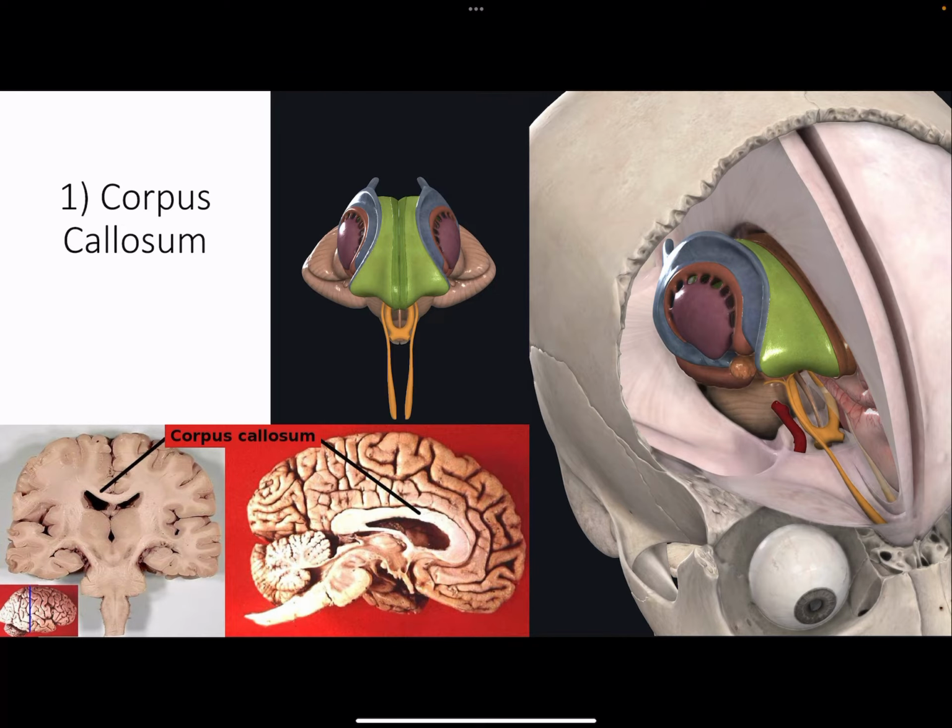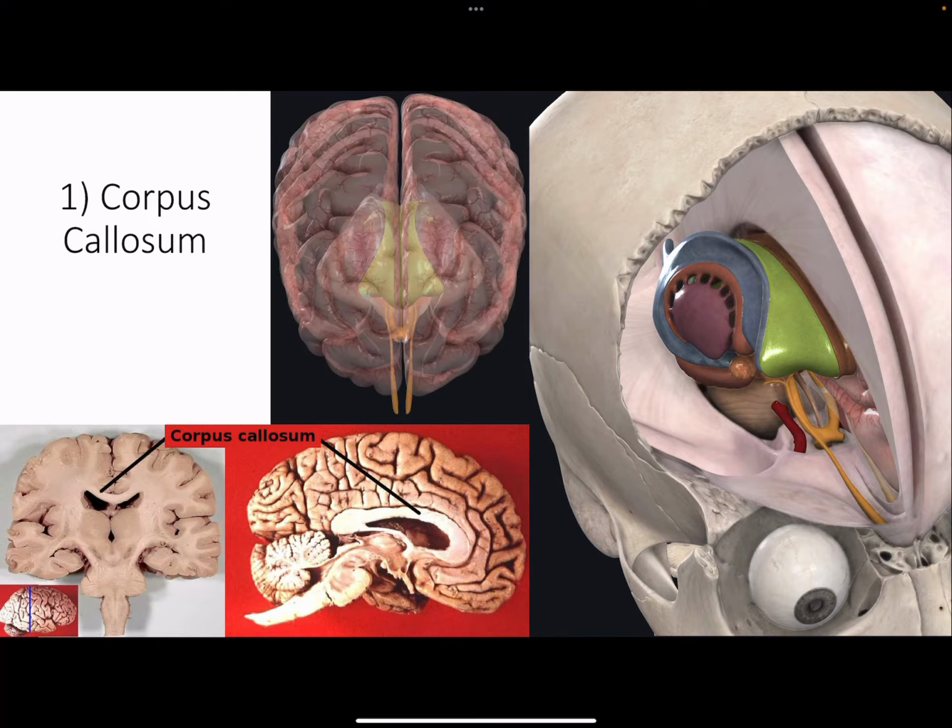So the corpus callosum is just going to communicate the left and right side of the brain. You can see it very clearly here, connecting the right side with the left side. It's basically the most superficial aspect of the brain, apart from the cerebral cortex. And again, you can see it here as well after we've taken out the cerebral cortex from our picture.